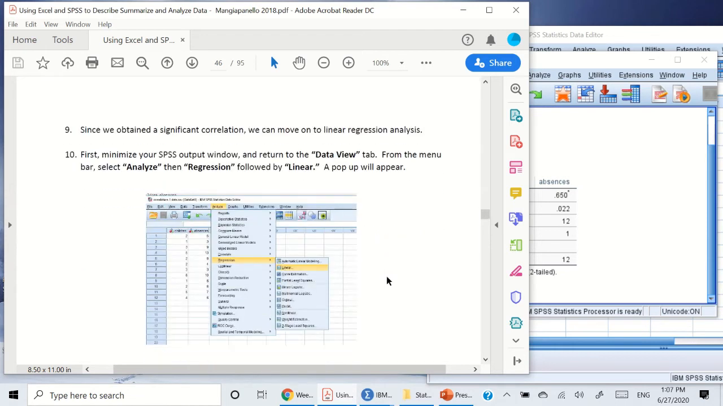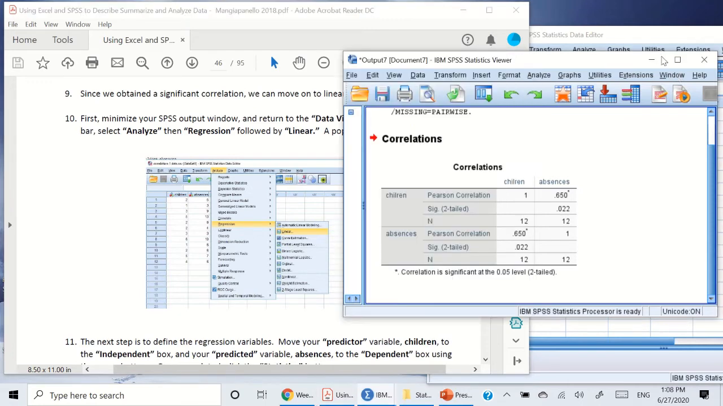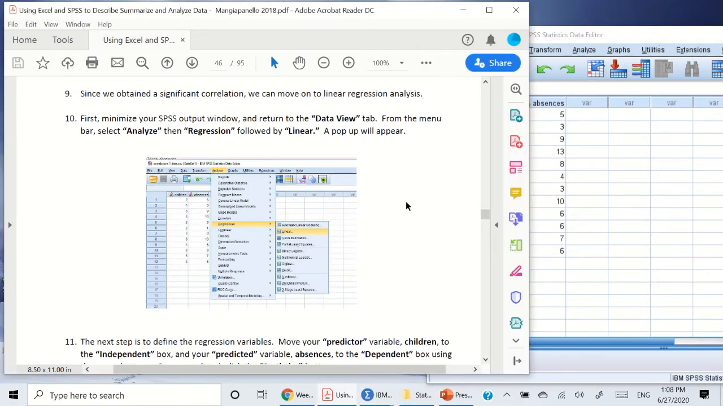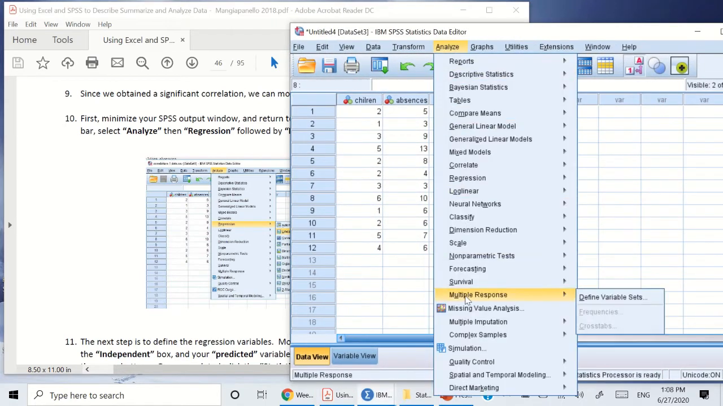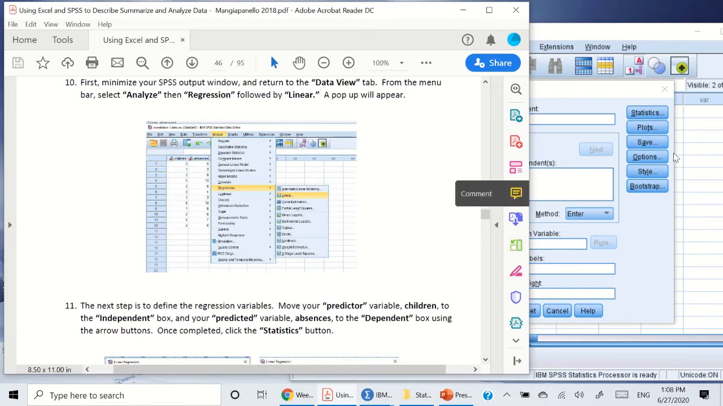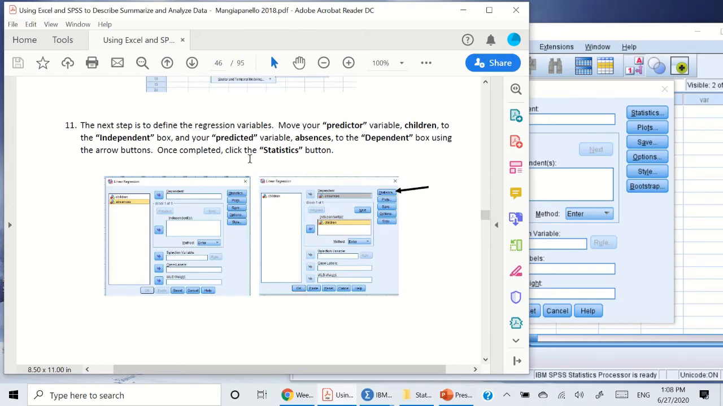Now, since we have obtained a significant correlation, we can move on to linear regression analysis. First, minimize your SPSS output window and return to the data view tab. We don't need this anymore. We are in data view already. From the menu, analyze, regression, linear. And then this pop-up window occurred.